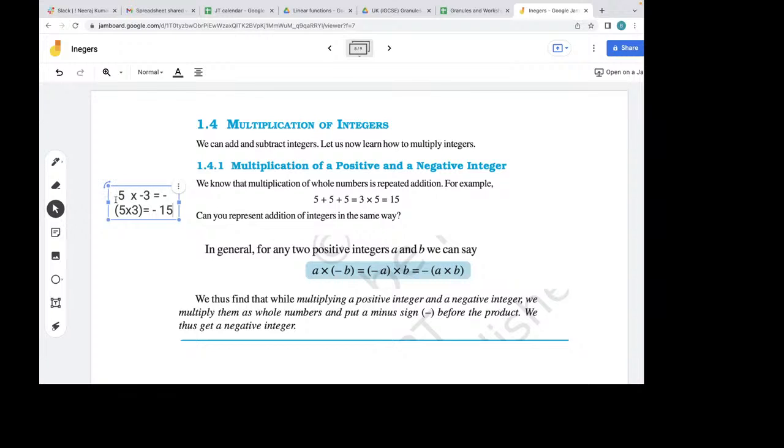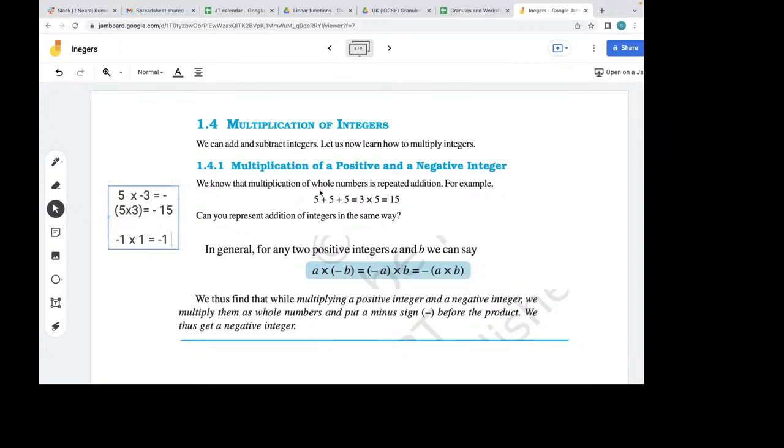Okay, so now we must know that when the signs are opposite, whenever we are multiplying two integers, one positive and one negative, our product will always be negative. a times minus b is equal to minus a times b. Whatever two such integers you multiply, let's say minus 1 multiplied by 1, we always get minus 1.